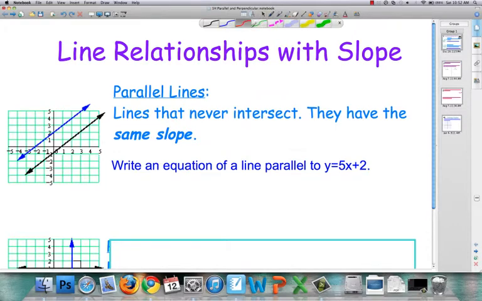Now we'd like you to write an equation of a line parallel to the line y equals 5x plus 2. Well, the slope of this line is 5. If I want to write an equation of a line parallel to that, the slope would also have to be 5. There are an infinite number of lines that you could write. We'll just pick one, y equals 5x plus 7. Well, you come up with one on your own.